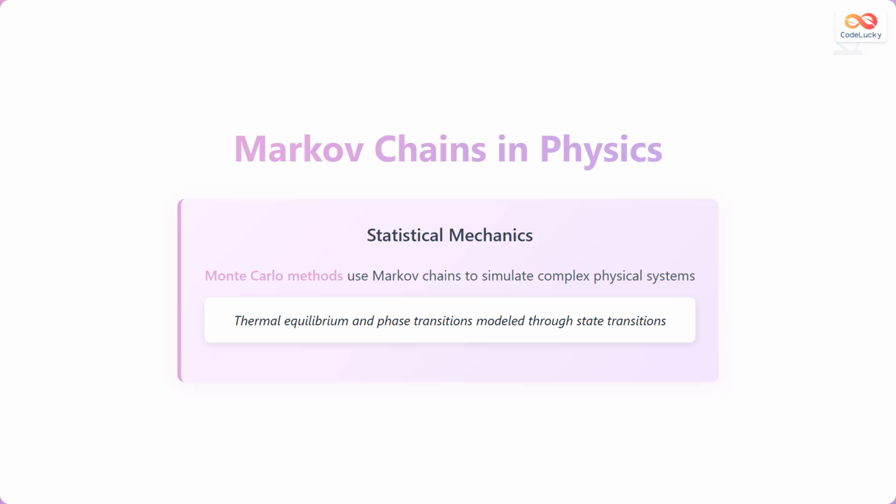Now, let's examine the use of Markov chains in physics, specifically in statistical mechanics. Monte Carlo methods use Markov chains to simulate complex physical systems. These methods involve generating a sequence of random states, where each state depends only on the previous one, and then using these states to estimate properties of the system. Thermal equilibrium and phase transitions can be modeled through these state transitions, allowing physicists to study phenomena that are difficult to analyze through traditional methods. These simulations provide valuable insights into the behavior of physical systems.